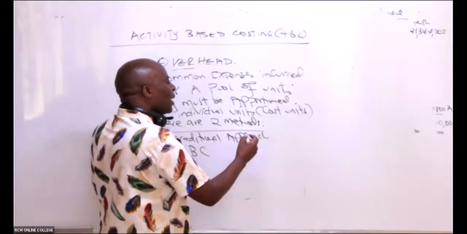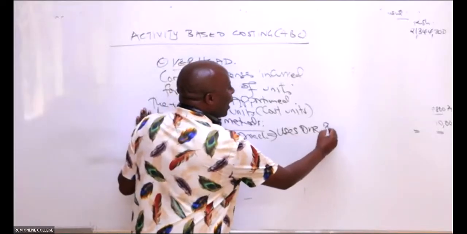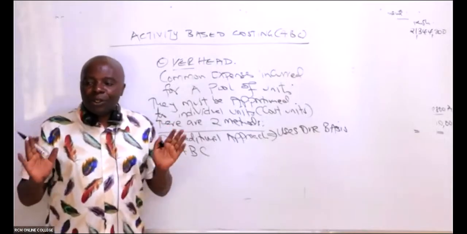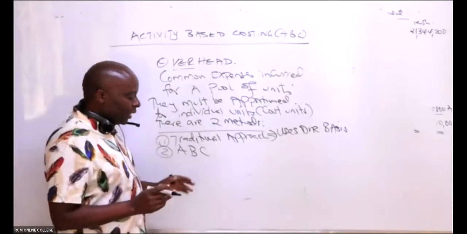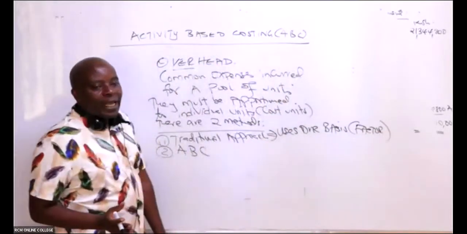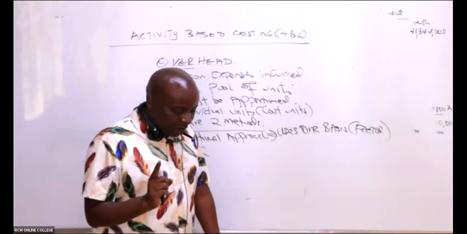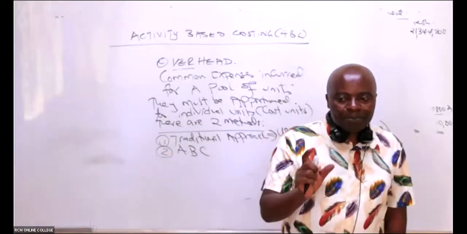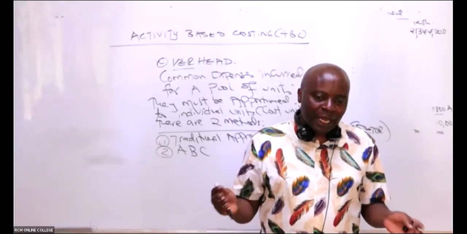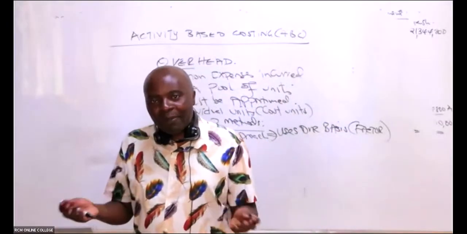Traditional approach, ladies and gentlemen, it uses only one basis to apportion the entire overhead. It uses one factor. It can say, for example, we are going to be using labor hours. So it assumes that the entire overhead item is being affected by labor hours, which is a lie. We could be having some overhead items which don't even relate with the labor hours totally.